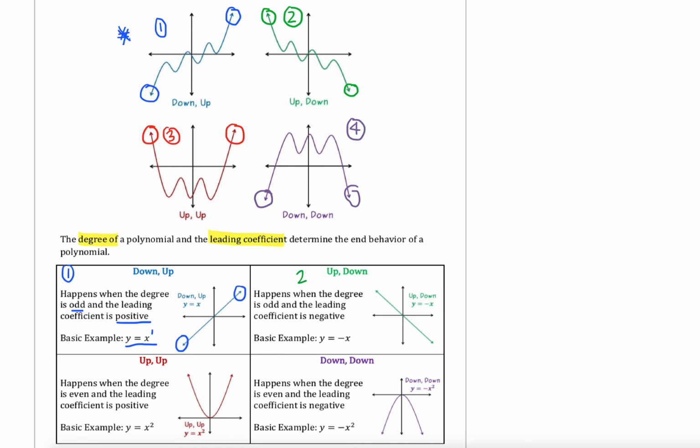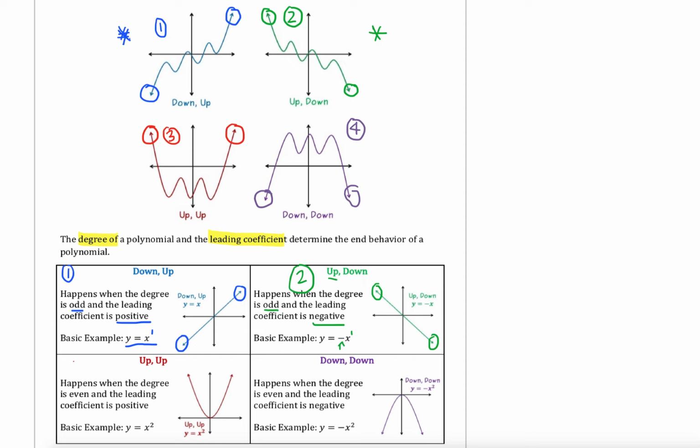Now our second case here of the up-down happens when the degree is odd. So the degree is still odd just like in case 1, but now the leading coefficient is negative. So this would be what happens if I have the basic example y equals negative x. Here, my degree is still equal to 1, which is an odd number, but my leading coefficient now is a negative 1, which produces a negative slope on my graph. And so I can see to the far left I'm going up, and then to the far right I'm going down. And that matches up with the same end behavior that we had up here in our general example. I just don't have the squiggles in between since this is just a linear function, so I get a straight line for my basic example.